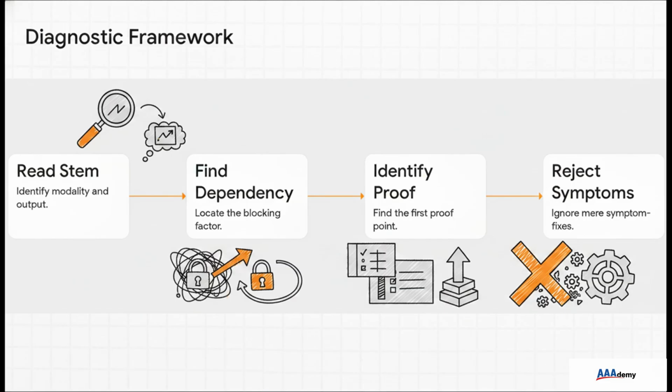Ask yourself, what is actually blocking the workflow here? Step 3, identify the very first proof point needed, whether that's a capability match or a governance control. And Step 4, ruthlessly reject symptom fixes that try to tune parameters before proving the foundational capability or safety.